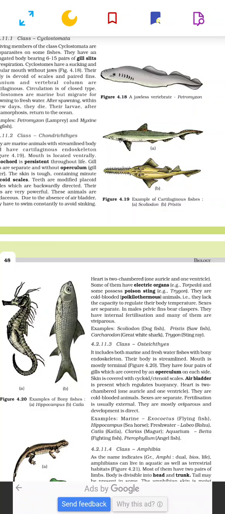Marine water examples of bony fishes are Exocoetus, that is flying fish, and Hippocampus, that is seahorse. In fresh water, Labeo, which is rohu, katla, Clarias, and magur are found. Aquarium fishes include Betta, fighting fish, and Pterophyllum, which is angelfish.